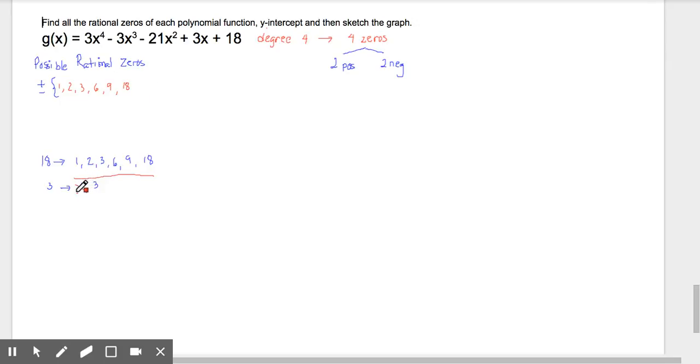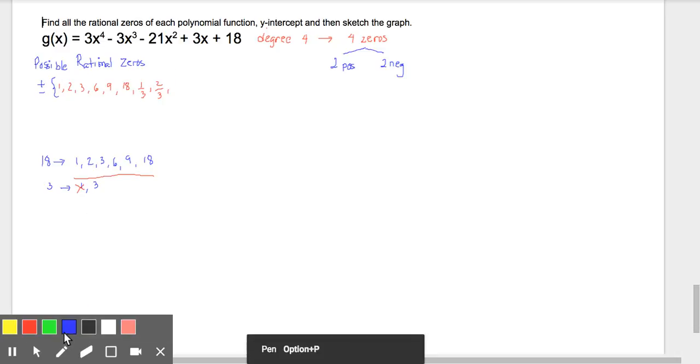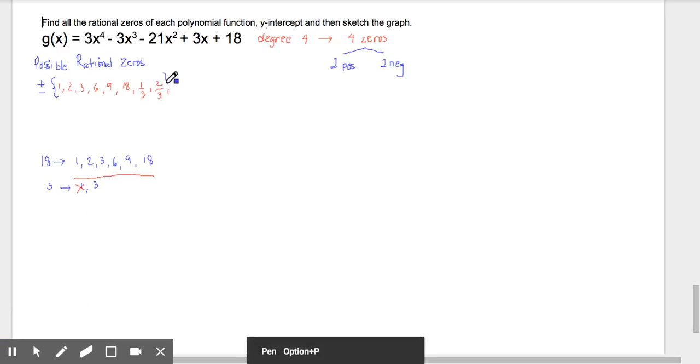Now we're done with 1. We will divide by 3. So 1 over 3, that's going to give us 1/3. 2 over 3, so that's 2/3. 3 over 3 is 1. We already have that. 6 over 3 is 2. We already have that. 9 over 3 is 3. And 18 over 3 is 6. So we have our complete list of possible rational zeros here.